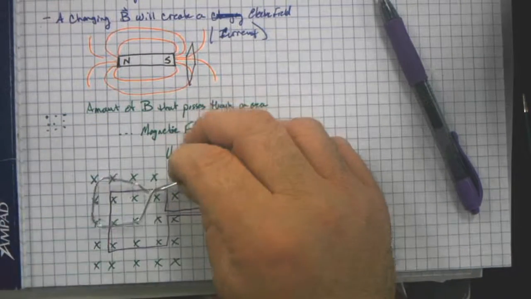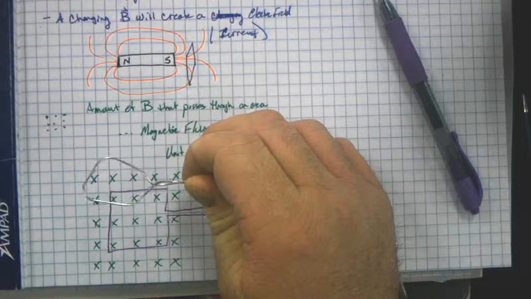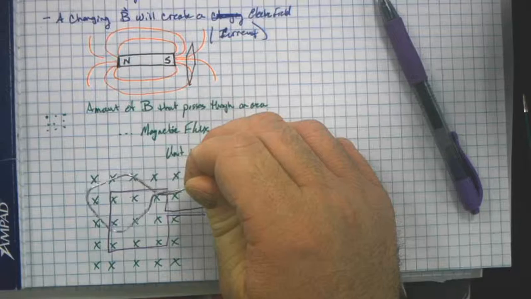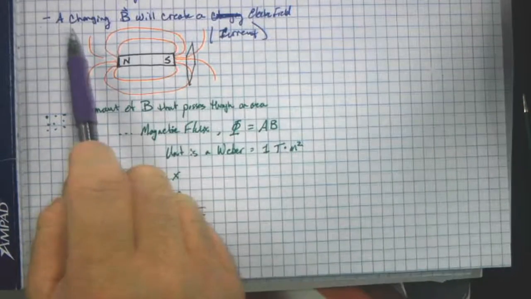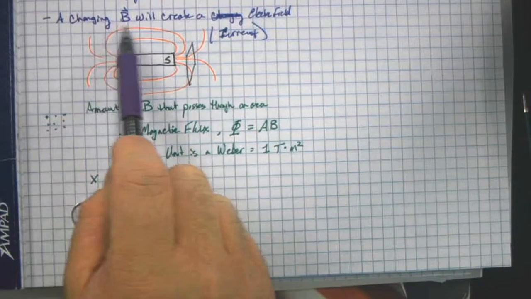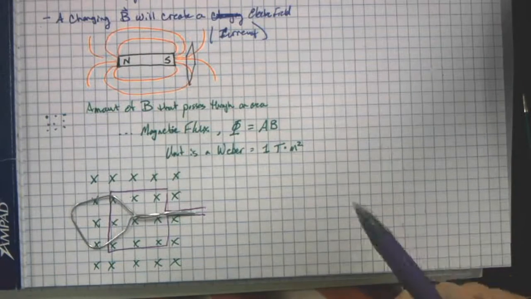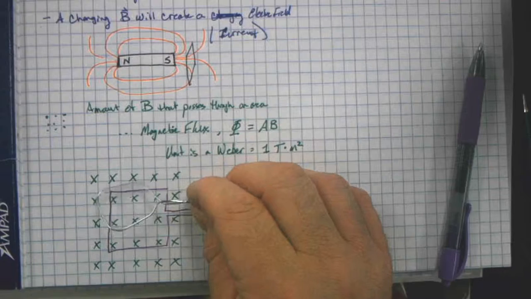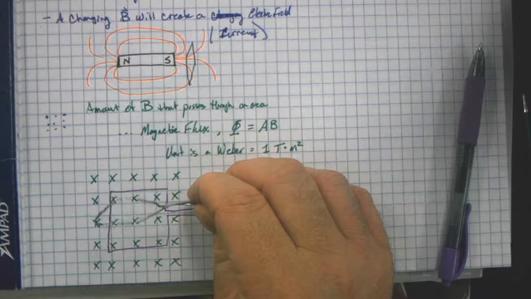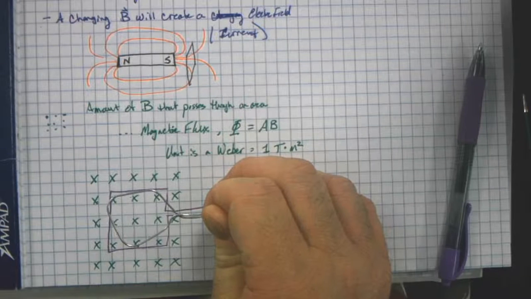So what happens if I spin the loop? What's happening to the amount of flux going through? It's changing. A changing magnetic field will create an electric field. So if I start spinning this through my magnetic field, guess what happens to what's going on in the wire? Guess what starts happening in the wire?